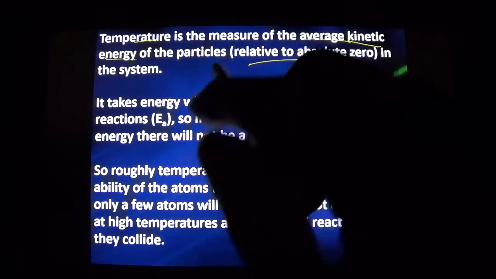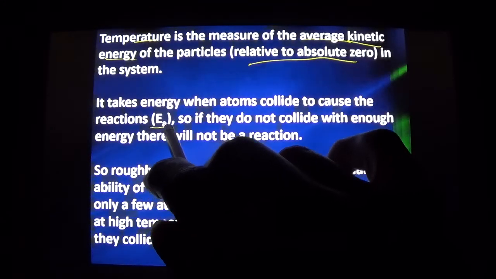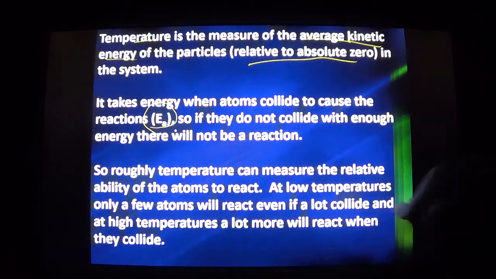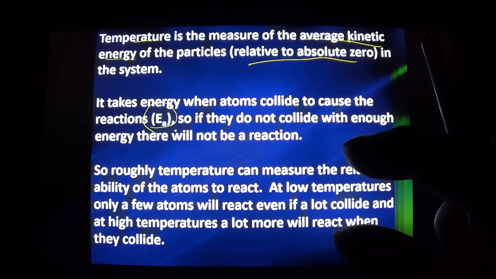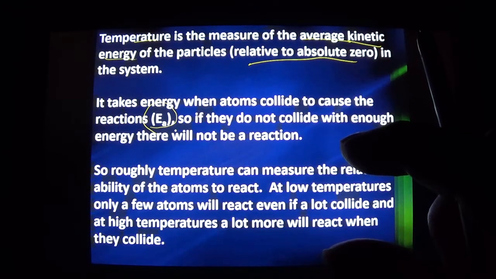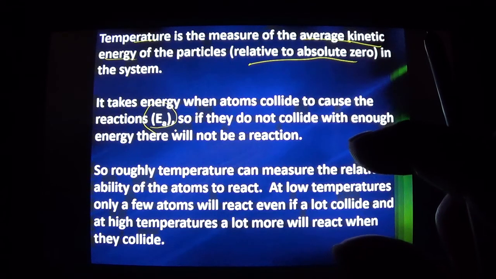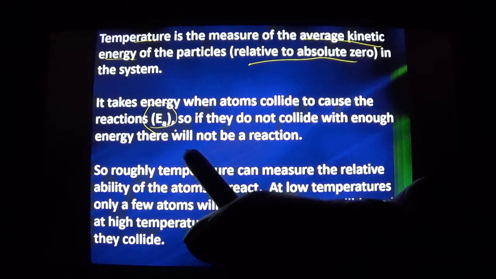So when atoms collide and they cause reactions to occur, when the collision is successful in achieving a reaction, that is because they had enough energy in the collision to make that happen. They had that activation energy. So we can totally get collisions between the particles where they just collide and bounce away, and there is no reaction because they did not have enough energy to reach that activation energy.